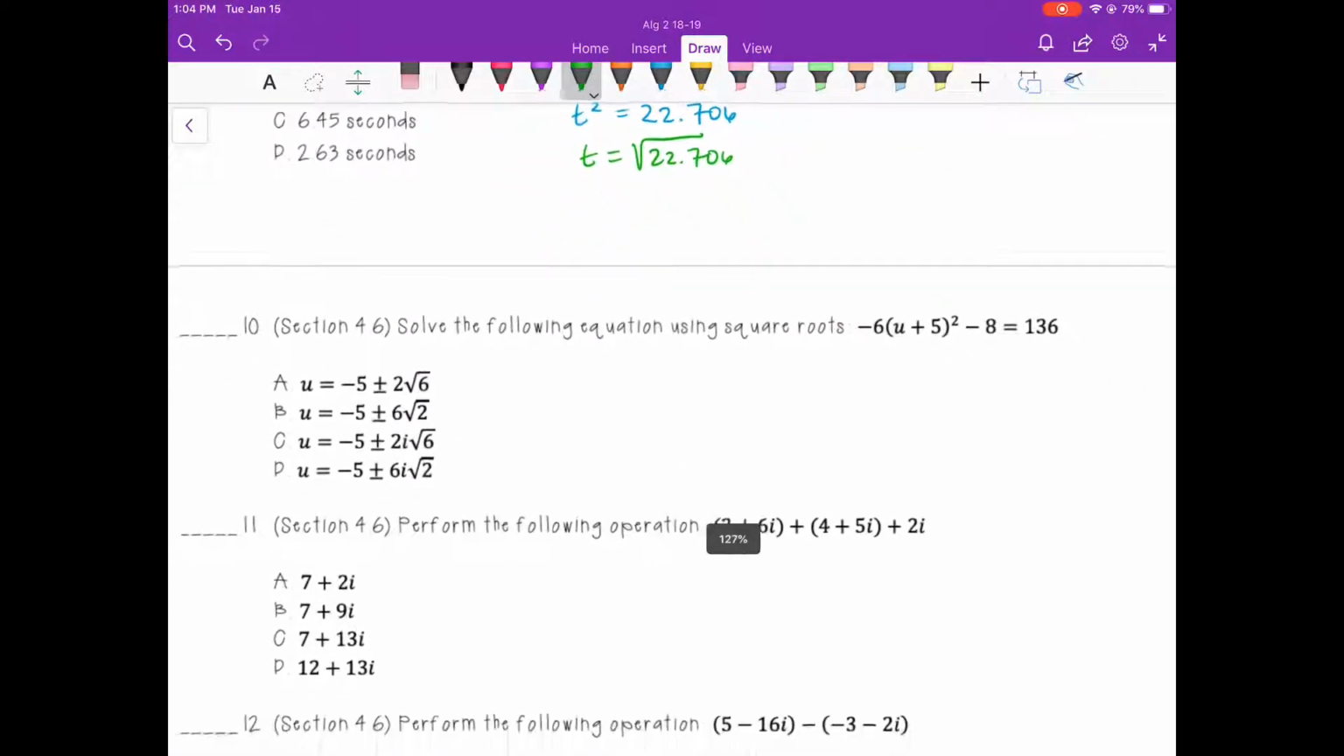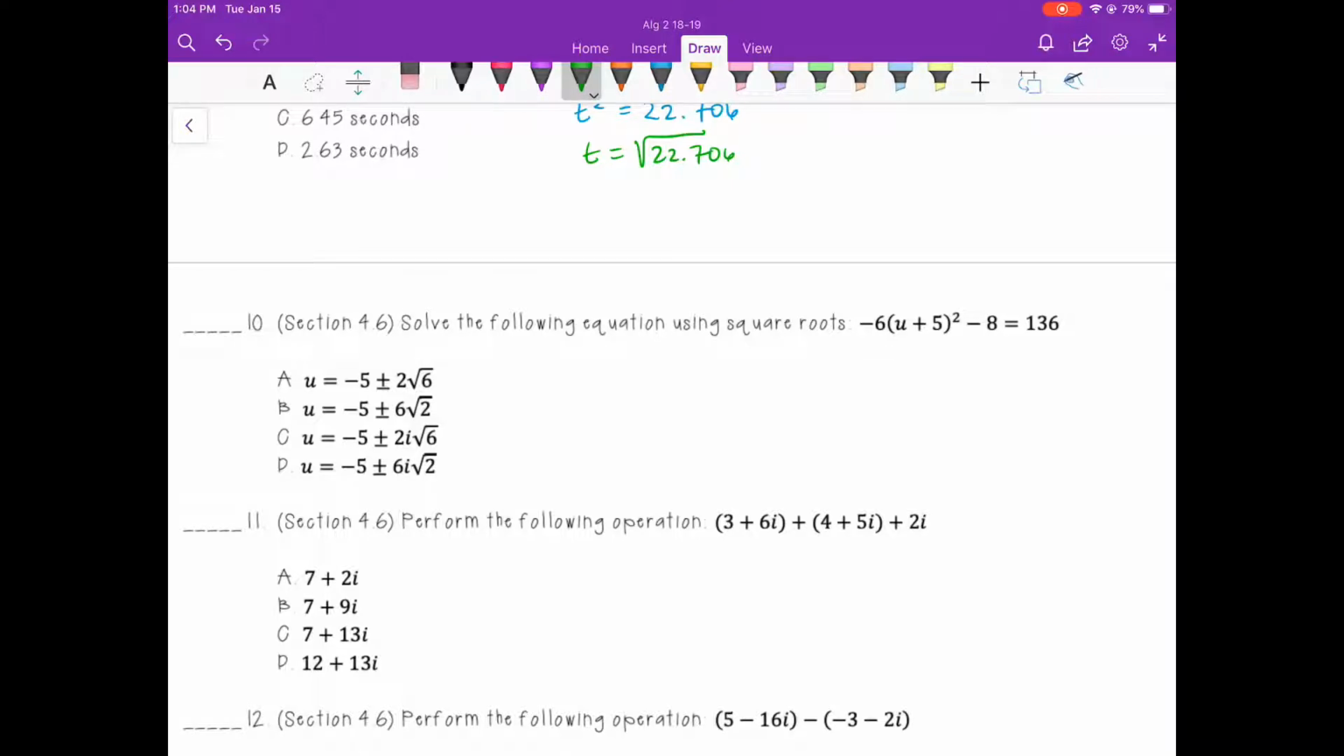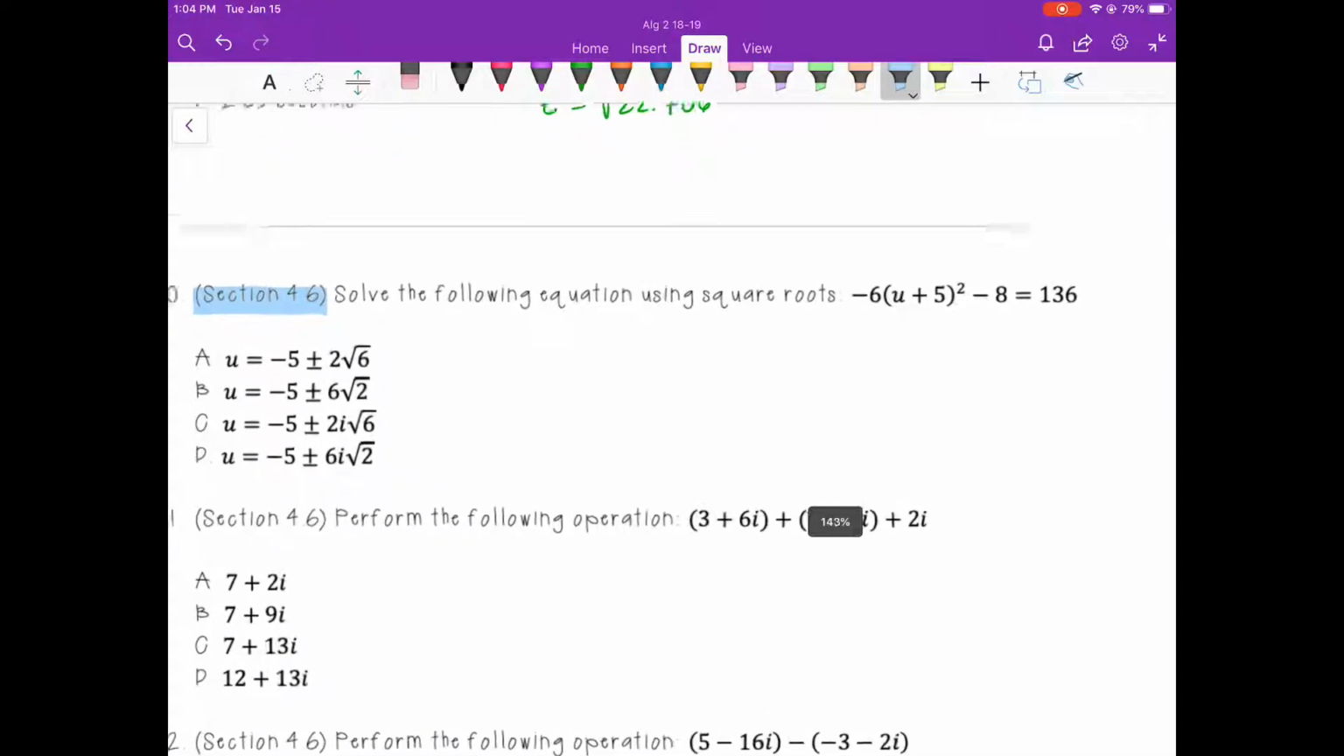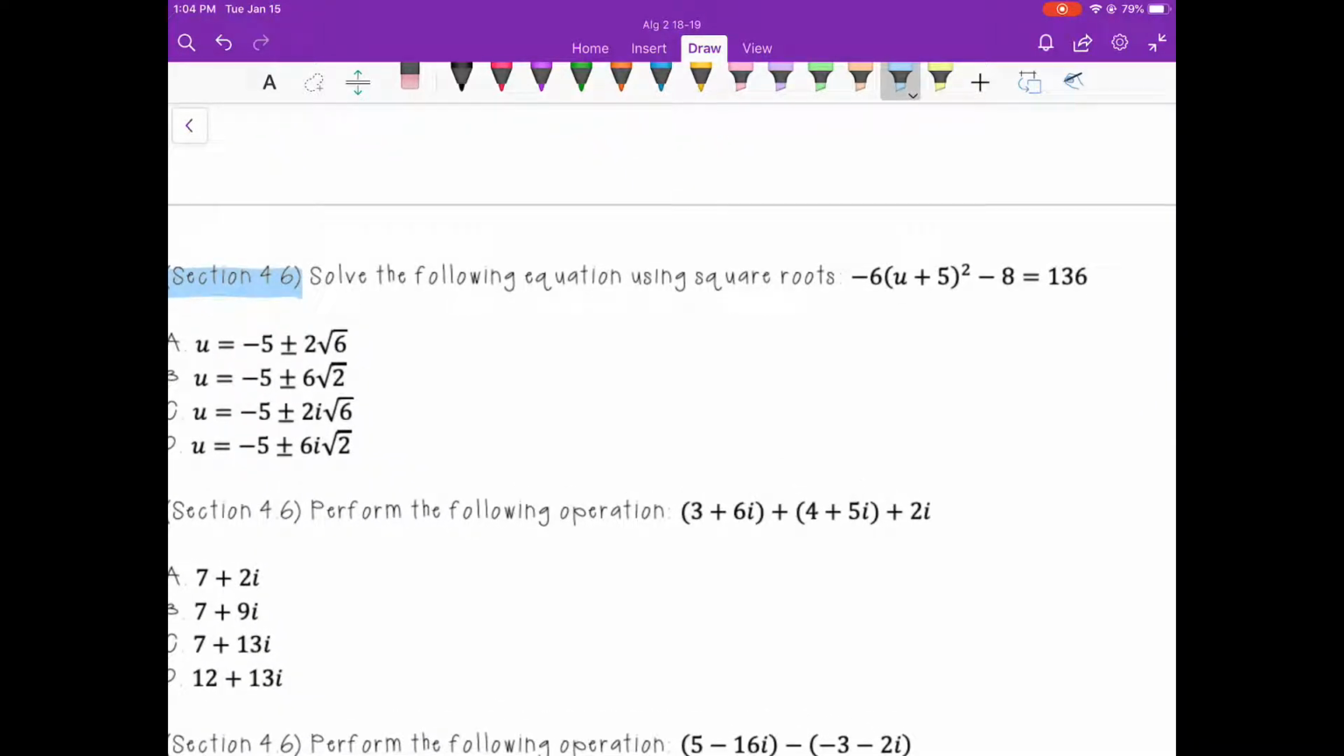Number 10, solve using square roots. Same idea, but now notice we're in section 4.6. In 4.6, we talked about imaginary numbers, so you can bet we're going to have an imaginary solution. So we want to add 8 to both sides to start off with. So I have negative 6 times u plus 5 squared equals 144. Divide both sides by negative 6. U plus 5 squared equals negative 24, and there it is.